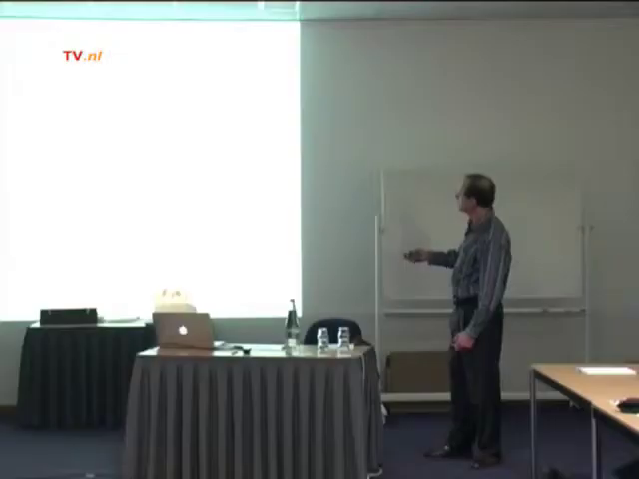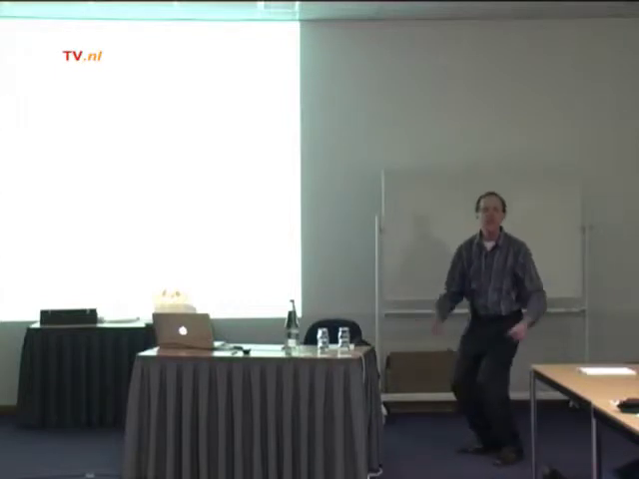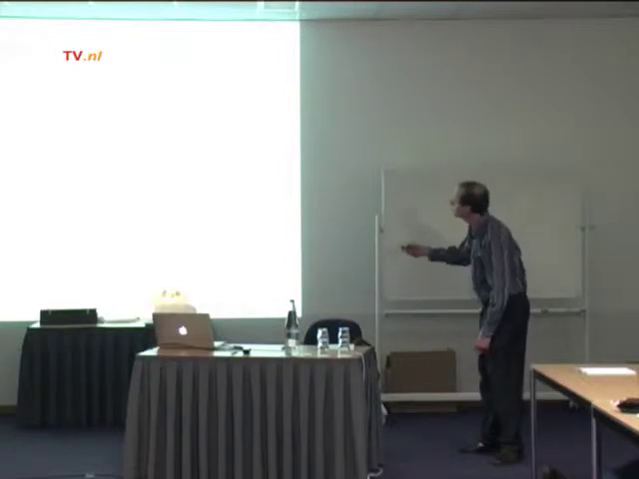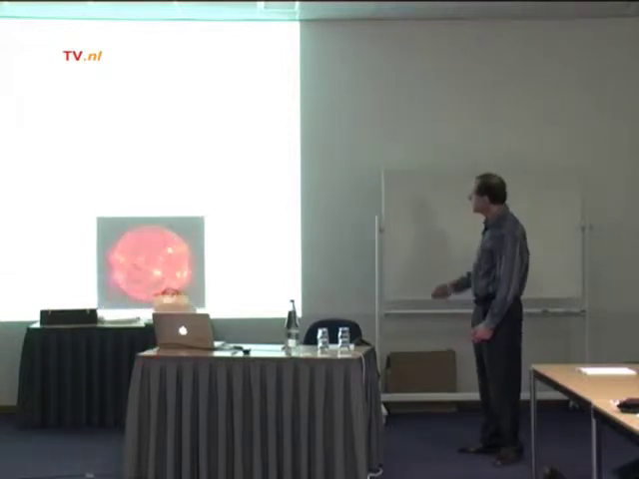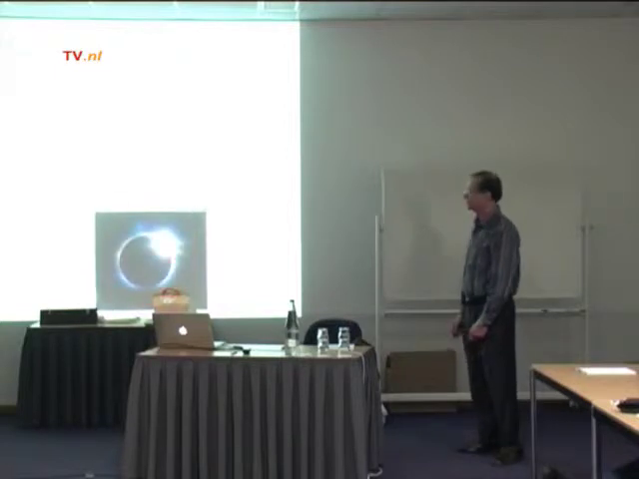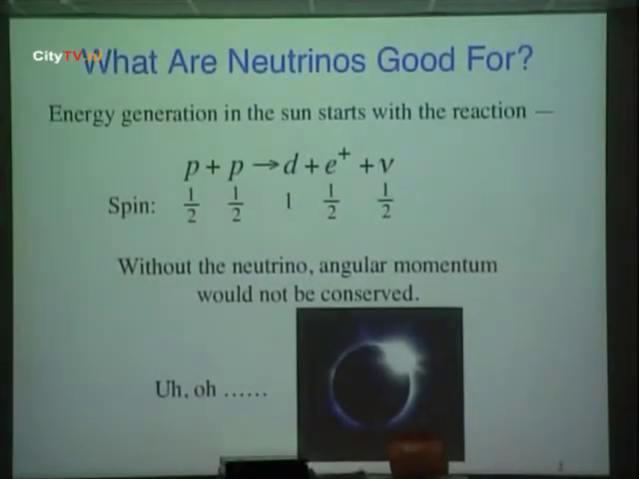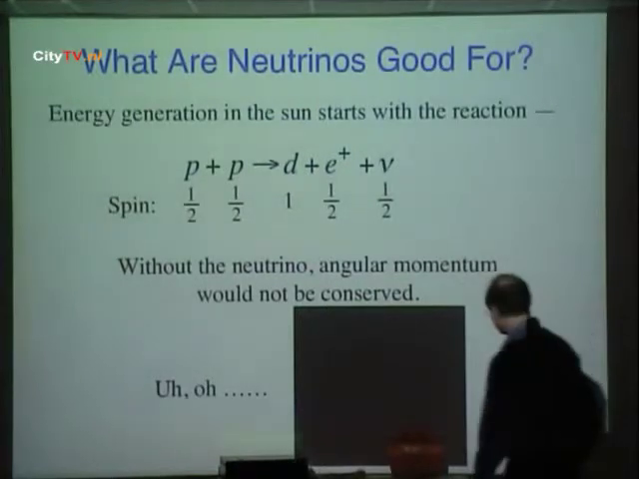That means without the neutrino, this reaction wouldn't occur. And the entire fusion chain, which begins with this reaction, wouldn't get started. So the sun wouldn't have any power output. Instead of looking like that, it would look darker. In fact, much darker. So that's one of the things you can tell them.